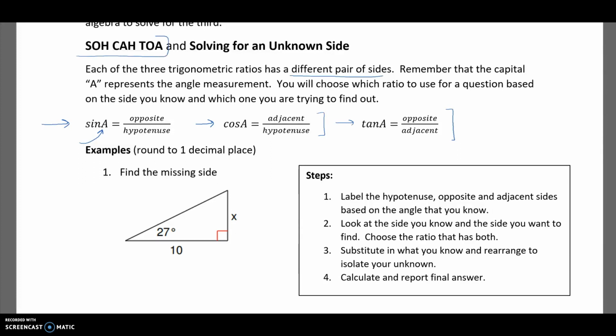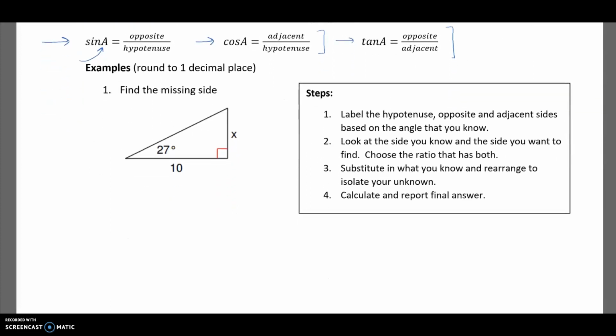This acronym here can help you remember the trig ratios. Sine is the opposite over the hypotenuse, cos is the adjacent over the hypotenuse, and tan is the opposite over the adjacent side. You may have heard this before as SOHCAHTOA. Let's look at an example, and you'll definitely want to get your calculator out and make sure you know how to use it for these problems.